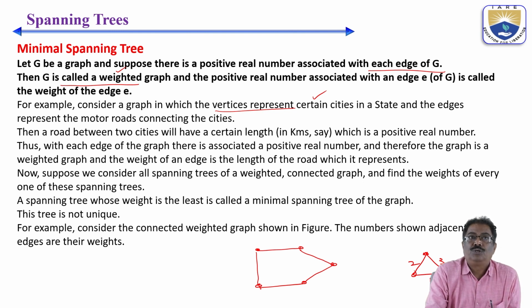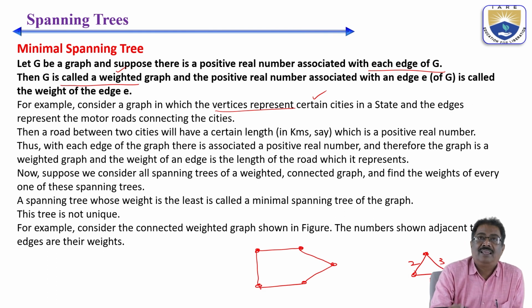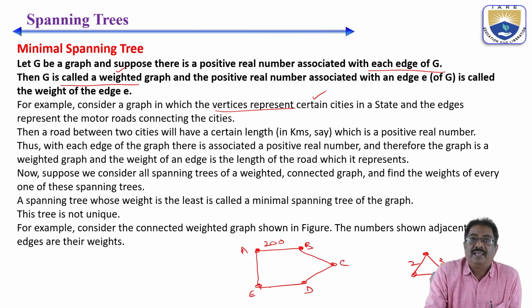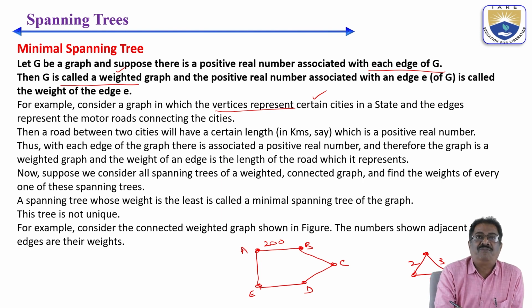Now we calculate the distance from one city to another city, which is represented in kilometers. Let us say this is 200 kilometers, with cities A, B, C, D, E. There is a road connecting city A to city B, which is 200 kilometers. Then I assign that weight to that edge.